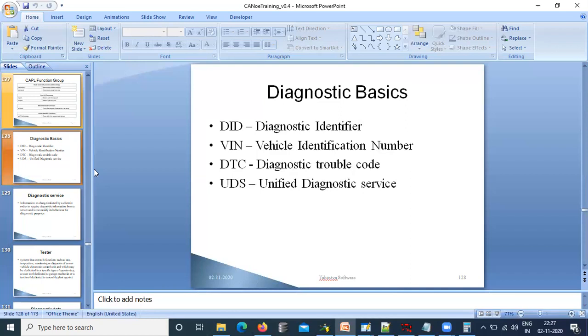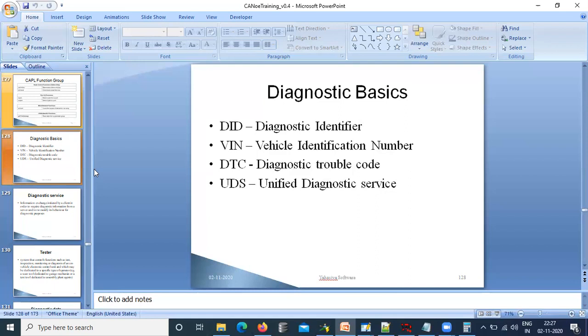Go on, do you want to say something? One small doubt. While Jyotish was explaining, he told me about active fault. In my understanding, active fault means the DTC is still showing, the fault is present. Yes, you are correct. That is what an active fault is.